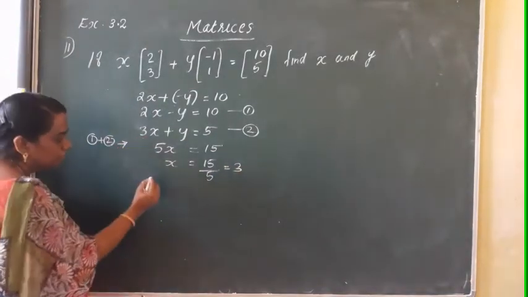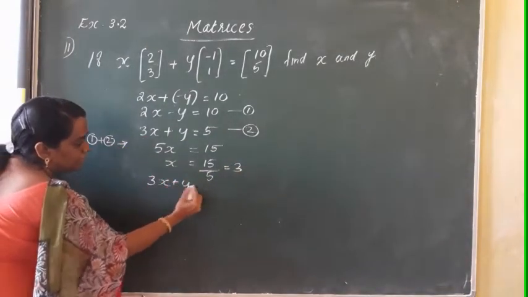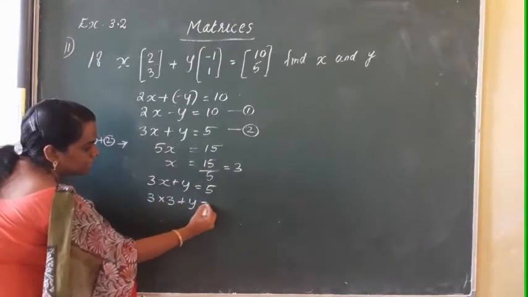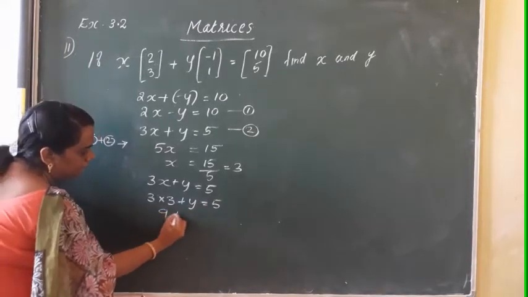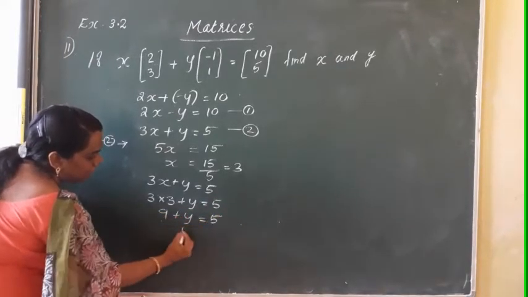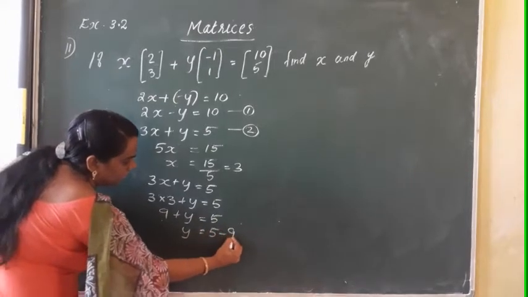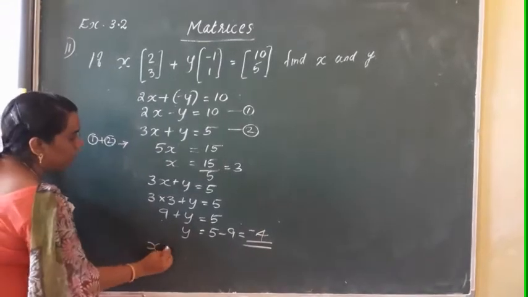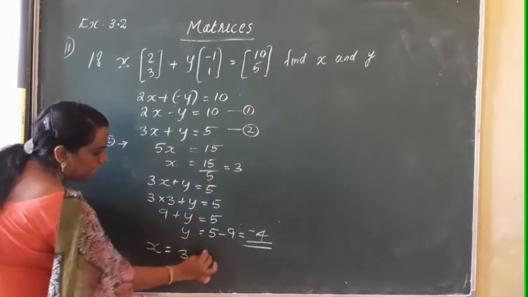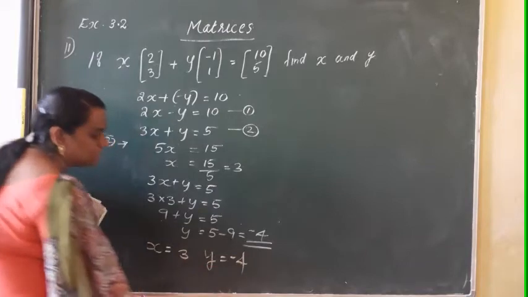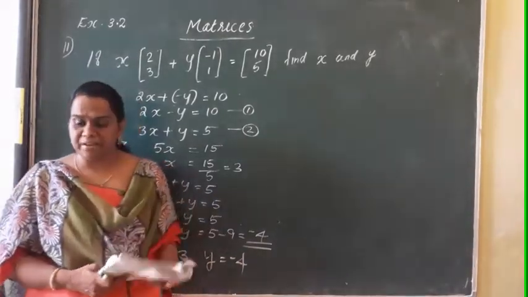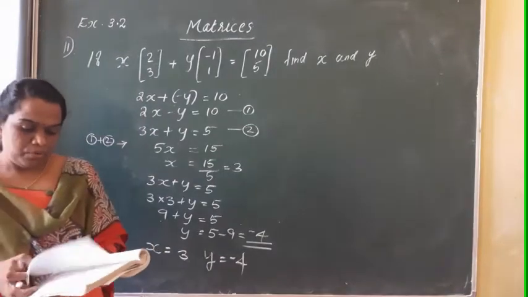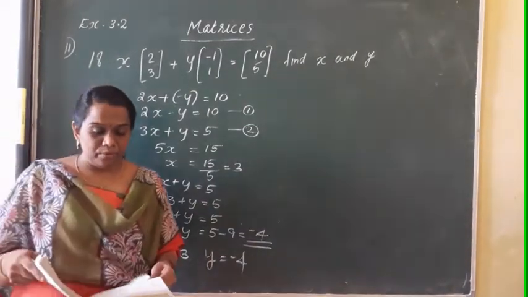Substitute in the equation 3x plus y is equal to 5. 3 into 3 plus y is equal to 5. Then 9 plus y is equal to 5. Then y is equal to 5 minus 9. We get the answer minus 4. Then what is our answer? Therefore, x is equal to 3 and y is equal to minus 4. This is an easy question. Now, the rest of the questions you can do as homework.